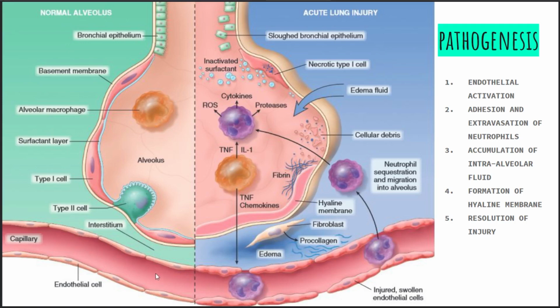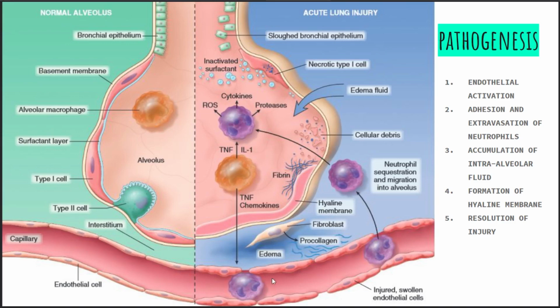So, by the increased expression of adhesion molecules, the endothelium will become activated. Now, the activated endothelium will attract more and more neutrophils. That's the second stage, the adhesion and extravasation of the neutrophils. The neutrophils will adhere to the endothelium and then extravasate to the interstitial space and then go to the alveoli. In the alveoli, the activated neutrophils will secrete cytokines, reactive oxygen species and proteases.